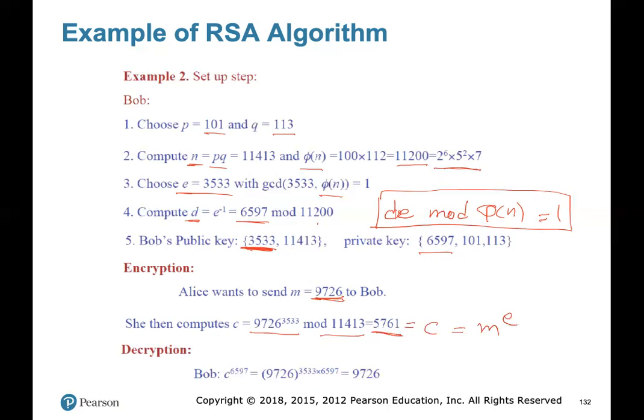And then Bob receives this number, which is the ciphertext, and uses its private key, which is 6597, and calculates this and takes the power of the ciphertext to that number.